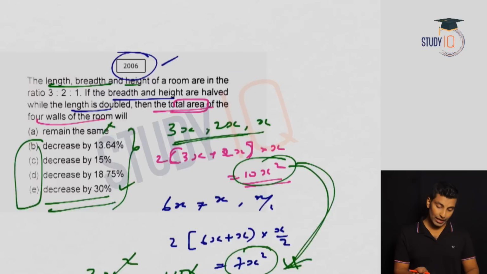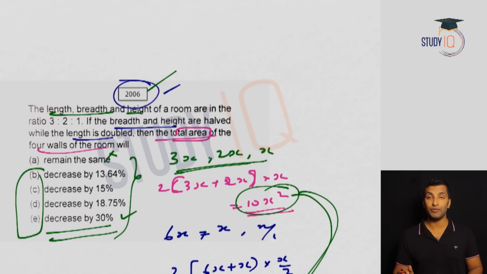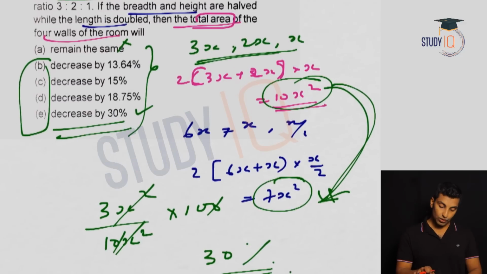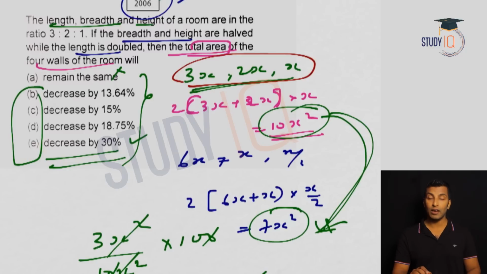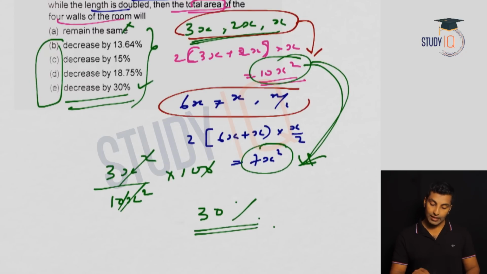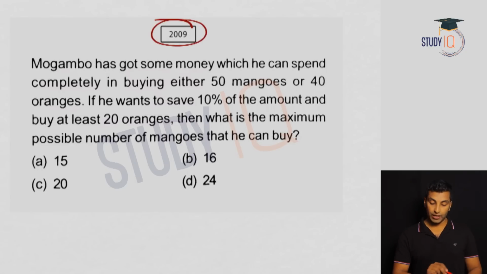So you'll answer this. You can see this is a 2006 question. You can see five options. So what you need to do is just assume the dimensions as 3x, 2x and x. Get the area in the first case with that assumption. Change the dimensions as per the question in the second case, get the area and see the difference. Okay, take a minute and solve this question, 2009 question.